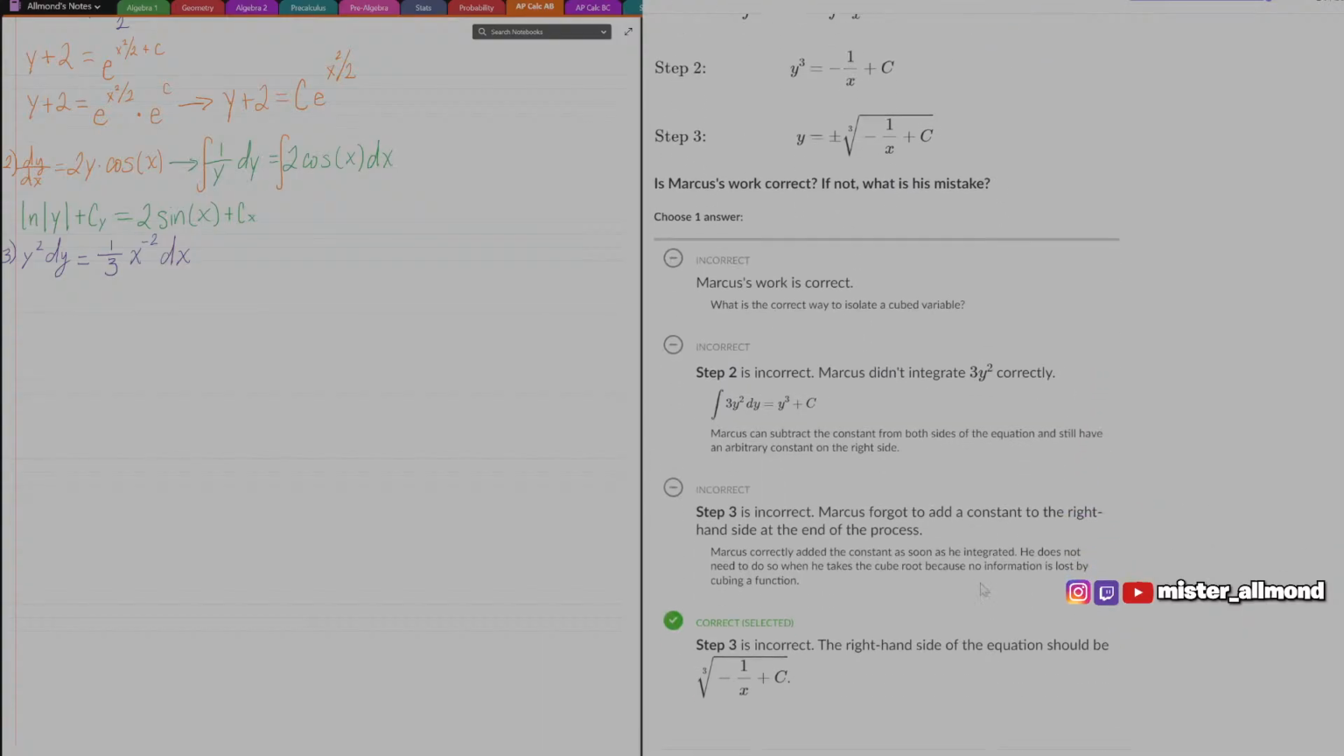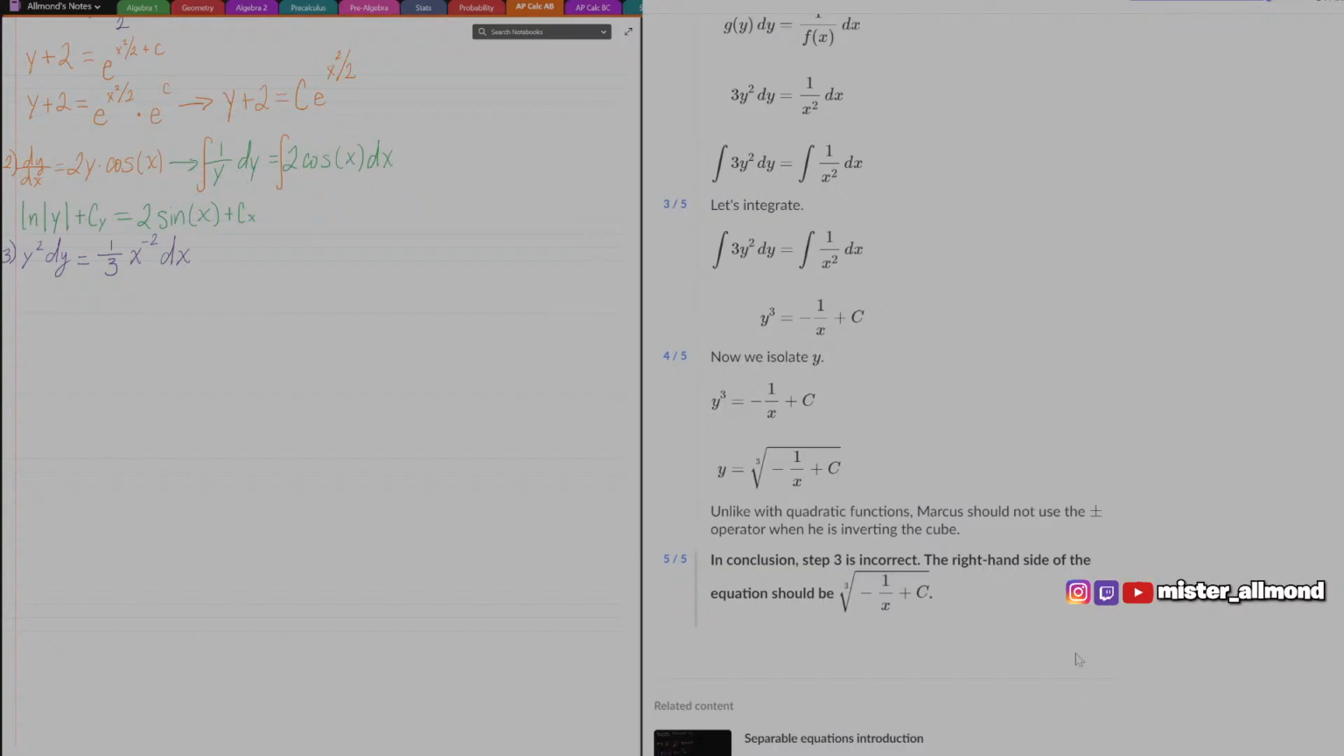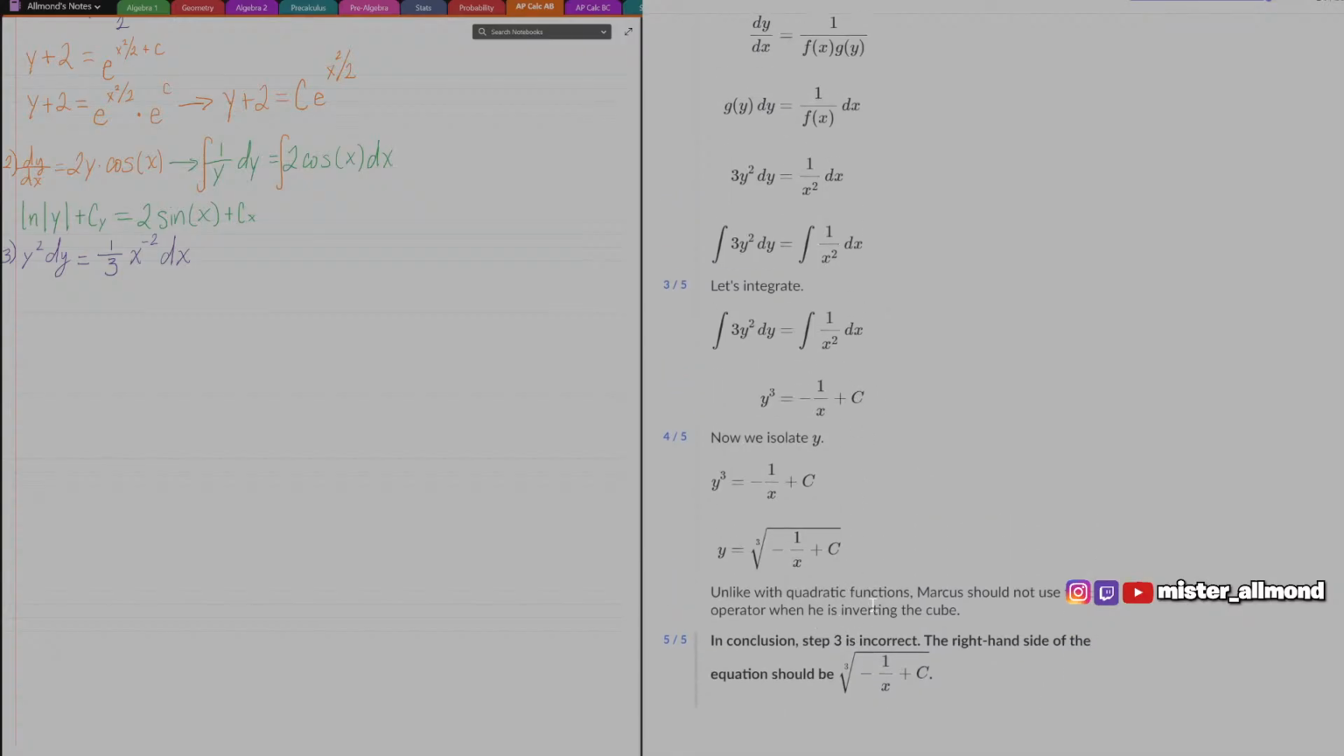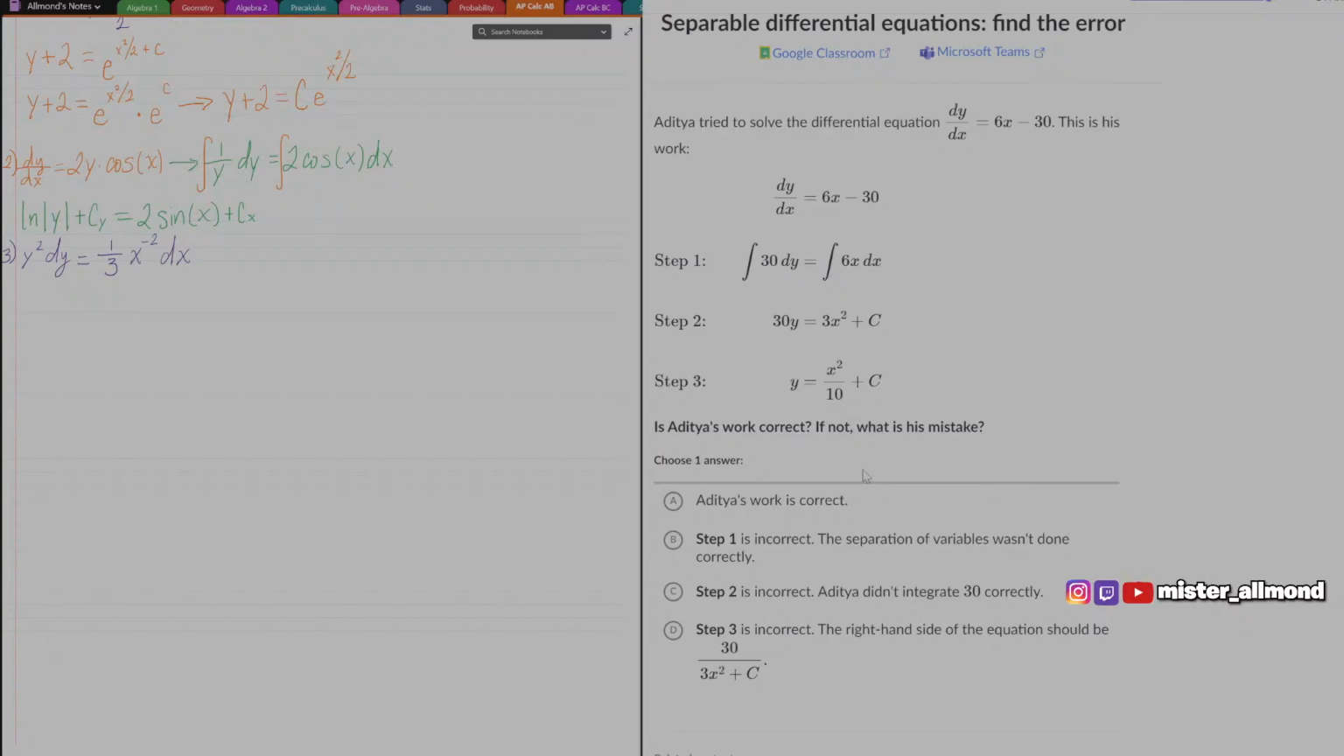Okay, bet. So what was their solution? Okay, so we called it because we were saying that plus minus should only be in front of square roots and not cube roots. And right here, it says unlike with quadratic functions, where we would need to square root, Marcus should not use the plus minus operator when he is inverting the cube. Okay, so yeah, it is all because of a cube root and not a square root. Okay, bet. Let's go. All right, so this is number 4 out of 4.